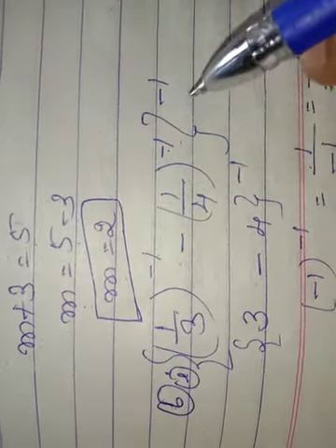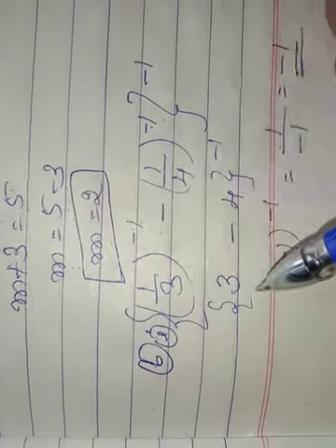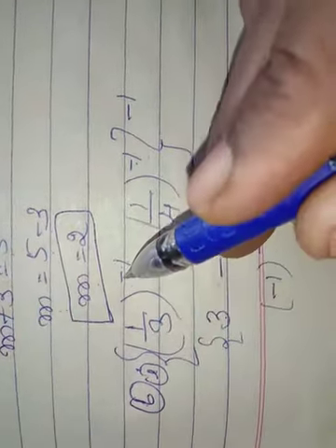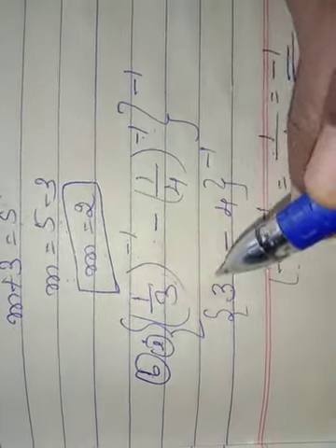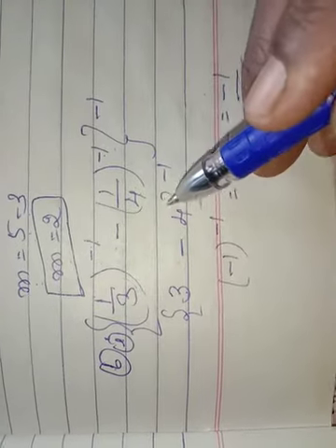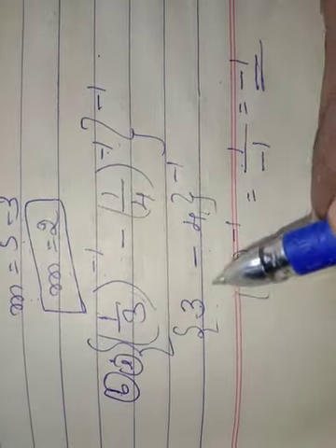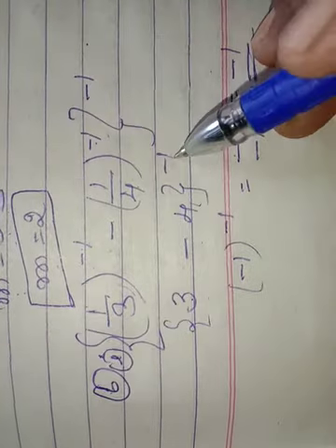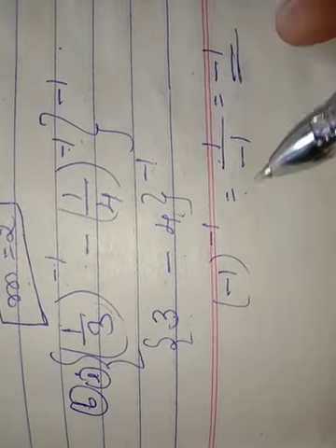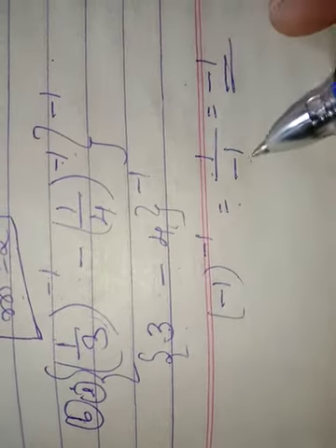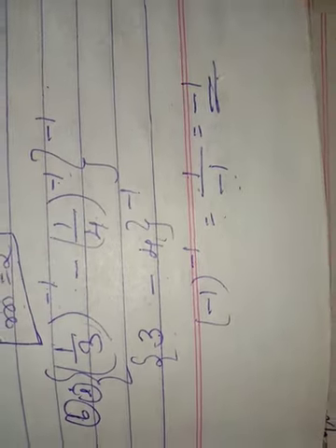So (1 by 3) whole to the power minus 1 is nothing but 3, correct? This will become plus. That means 3 has to come to the numerator. Similarly here also minus 4, okay, whole to the power minus 1. Minus 3 minus 4 is nothing but minus 1, whole to the power minus 1. That is equal to 1 by minus 1. This minus 1 will come to the denominator. Same thing, 1 divided by minus 1 is nothing but minus 1 only. So this is the answer.